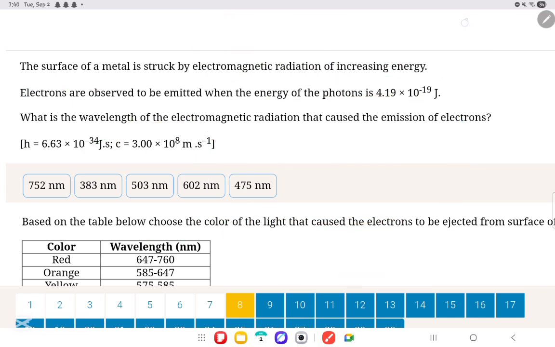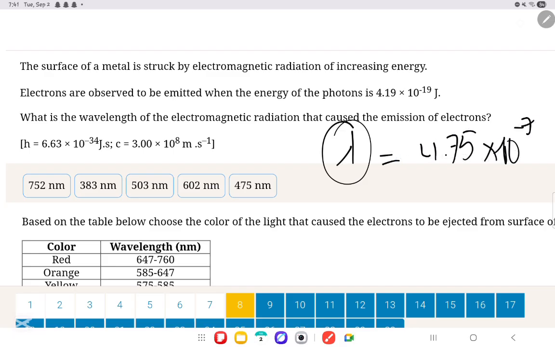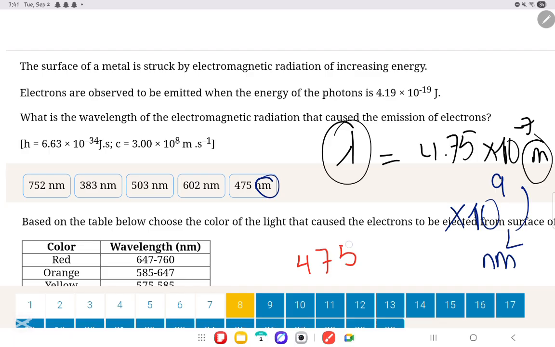Okay, so using these two equations, what did we find? We found the wavelength lambda, which was 4.75 times 10 to the power of minus 7. Now this is in meters, but what do they need it in? They need it in nanometers. So how do we change from meters to nanometers? We multiply by 10 to the power of 9. So multiply this by 10 to the power of 9, and you will get 475 nanometers.